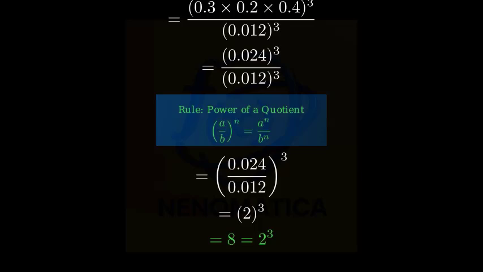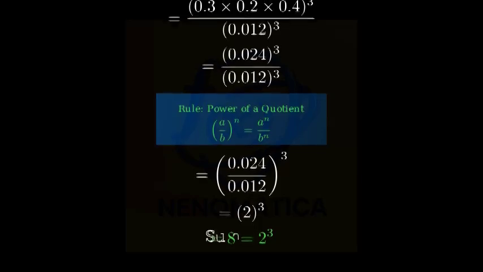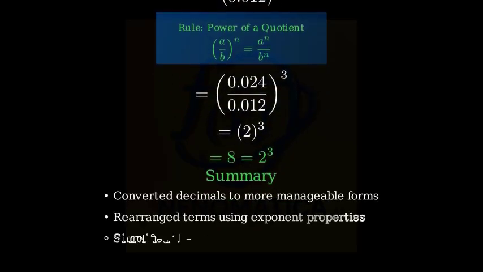But looking at our original equation, we needed to show that the expression equals 2 cubed. This means our answer is correct, and we have verified the equality. So, we've successfully verified that the expression on the left is indeed equal to 2 cubed. The key to solving this problem was recognizing how to rewrite the decimals and carefully applying the properties of exponents.